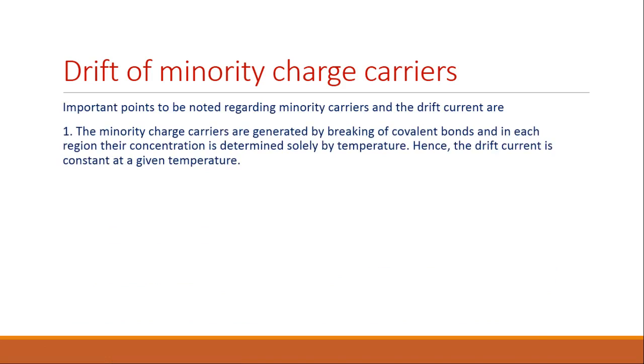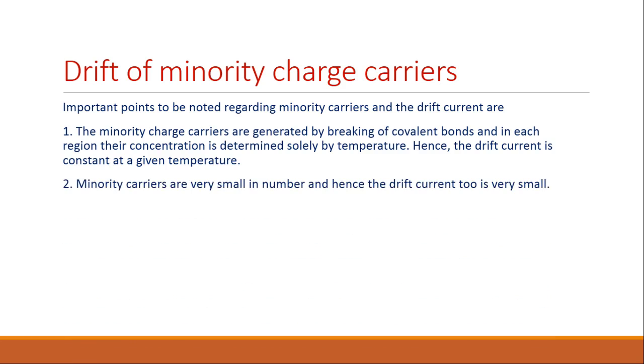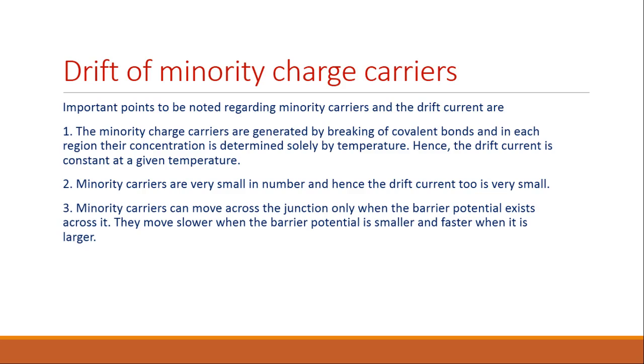Note some important points regarding the minority carriers and drift current. The first important point says that the minority charge carriers are generated by breaking of covalent bonds, and in each region their concentration is determined solely by temperature. Hence, the drift current is constant at a given temperature, meaning when we connect the diode in either forward bias or reverse bias, the external bias voltage will not decide the drift current. The value of drift current will depend only on the number of minority charge carriers, which in turn depends on temperature.